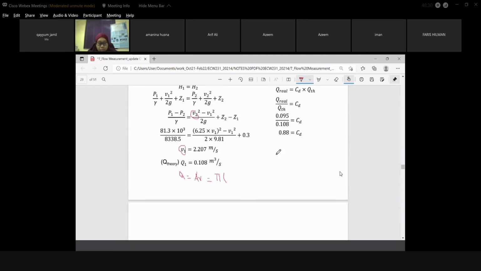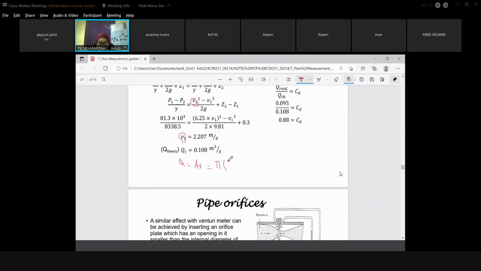Okay, can you help me to calculate this one? Right, you got 0.128? 0.25, right? 0.25 squared divided by 4, times the velocity of 1. Why do we use velocity of 1? We must take the velocity of the pipe, not the velocity of the throat. So, 2.207. Did you get 0.108? Got it. Okay, good.